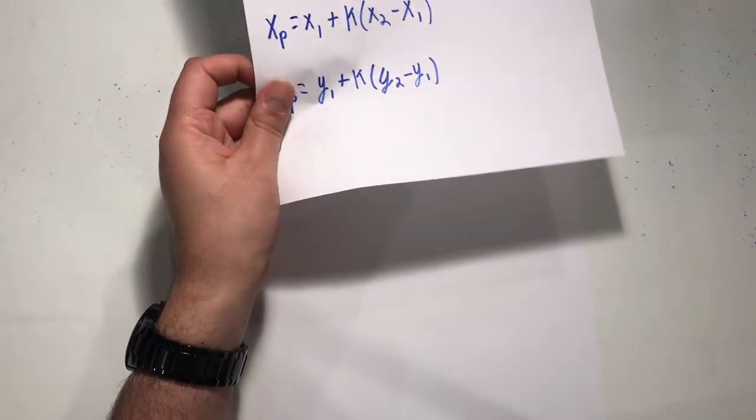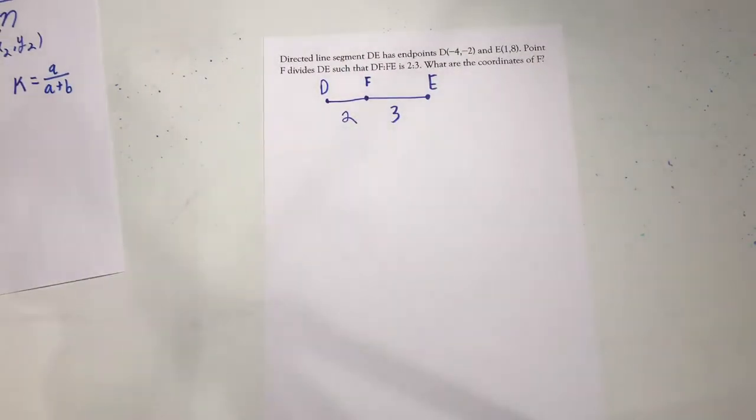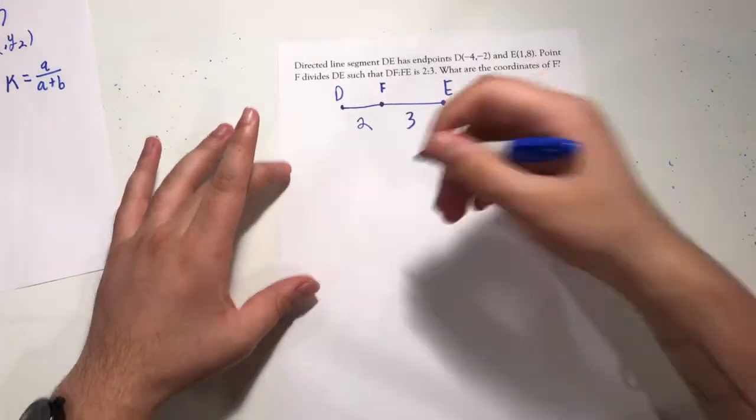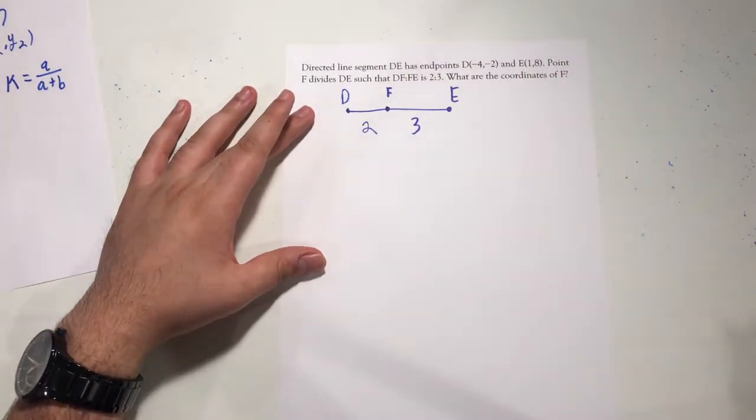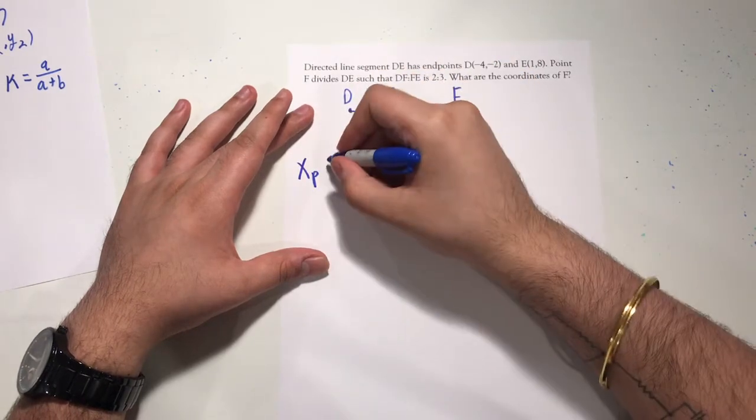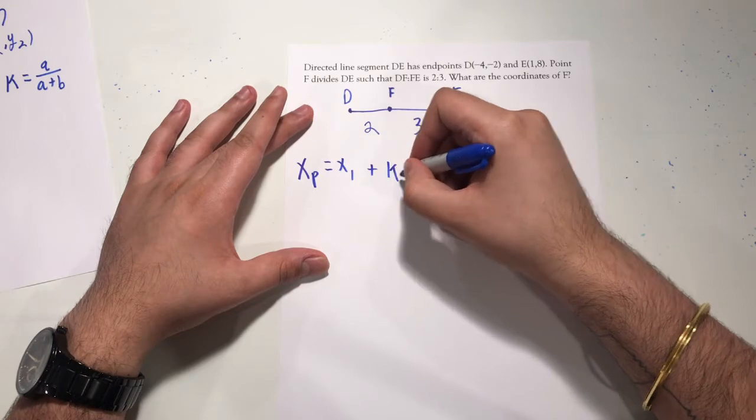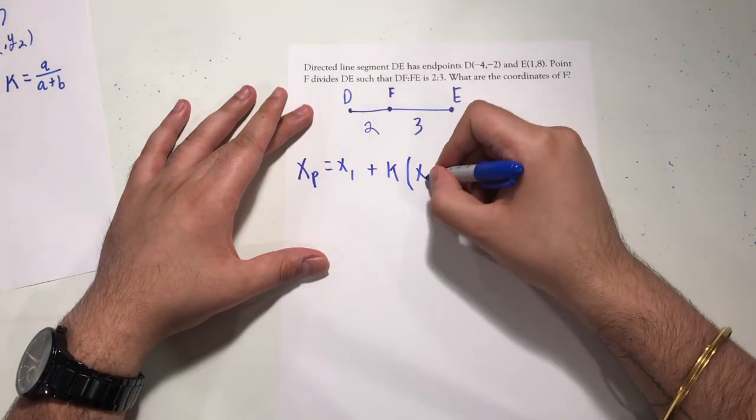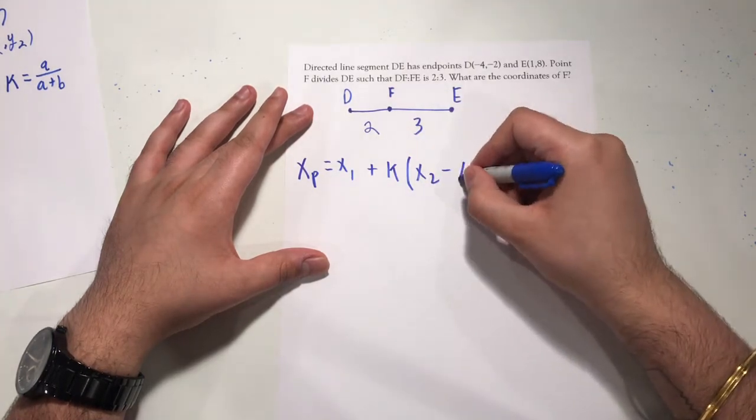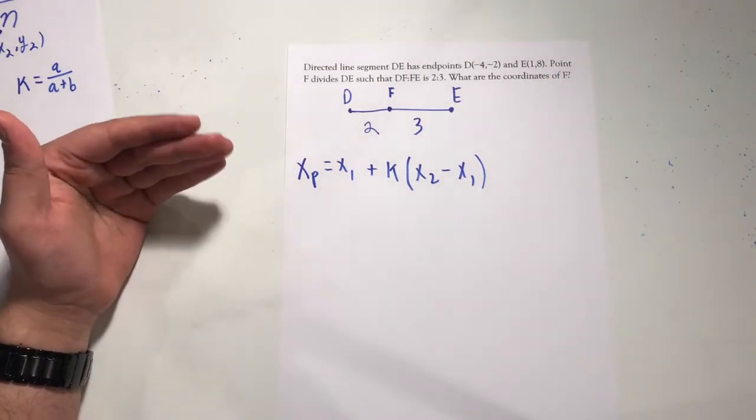Makes it so much easier when you use just a small little picture like this. Okay, so now we're able to use our formula. So we need to find the coordinate points of F. So let's start with the x value. The formula for finding the coordinate points of F, of the x value, is going to be x of the partition is equal to x1 plus k times (x2 minus x1).